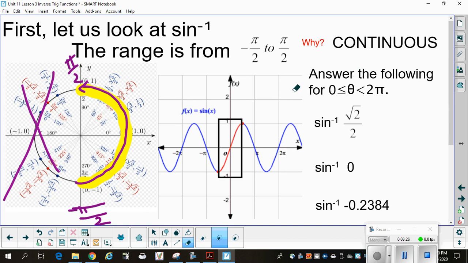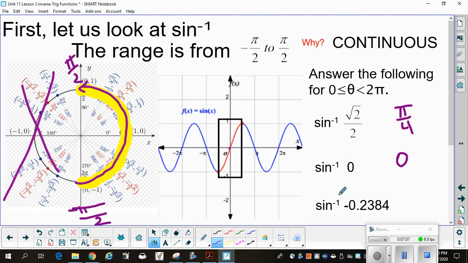So answer the following. From 0 less than or equal to theta less than 2 pi, what is the inverse sine of root 2 over 2? Well, you can cruise along here. These are all your negatives, these are all your positives, and notice here's your root 2 over 2. So your answer is just pi over 4. Are there other angles? Certainly, but this is the answer to the inverse trig function. The inverse sine of 0 is 0. It's right here, and I can read it off the graph.